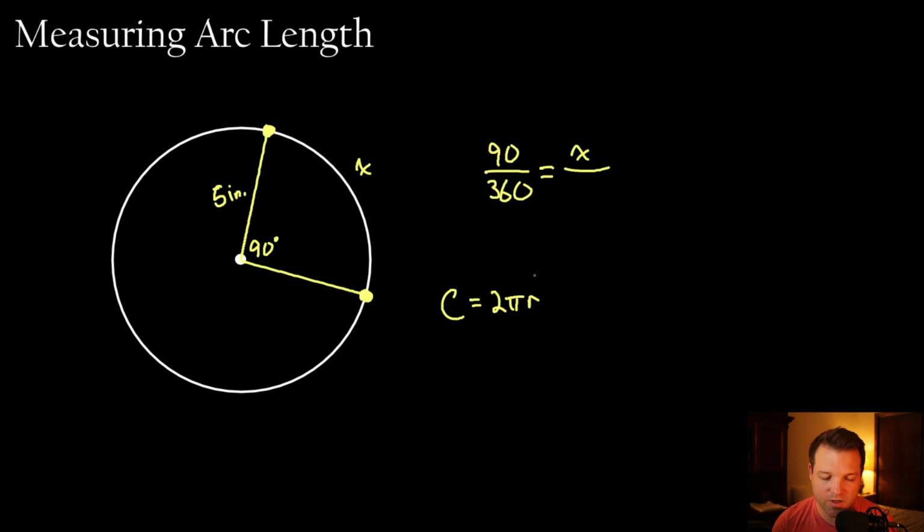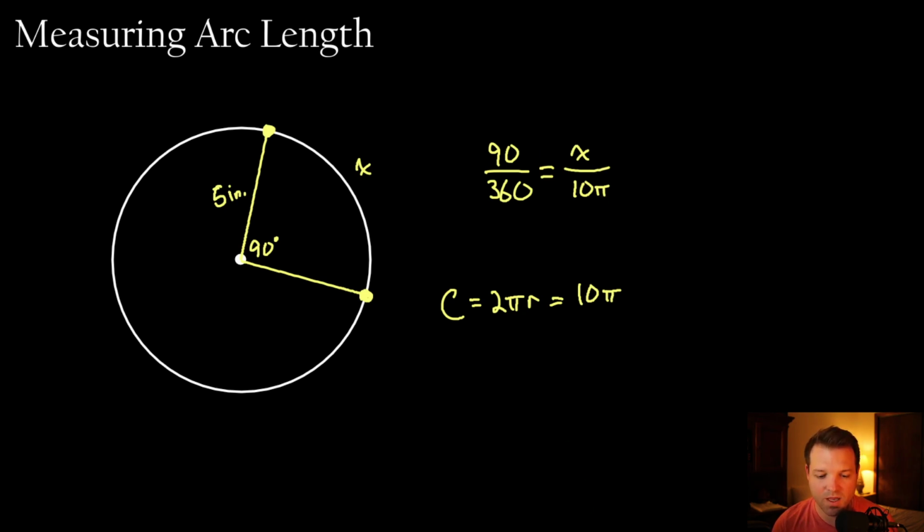Or you could say diameter times pi, but a lot of times we're given the radius, so we'll say 2 pi r, which in this case is equal to 2 times 5, the radius, so that would be 10 pi. So I'm going to plug that in, and now I have these proportions all set. So I'm going to cross multiply and divide. So 10 pi times 90, and then divide by 360 to get my x.